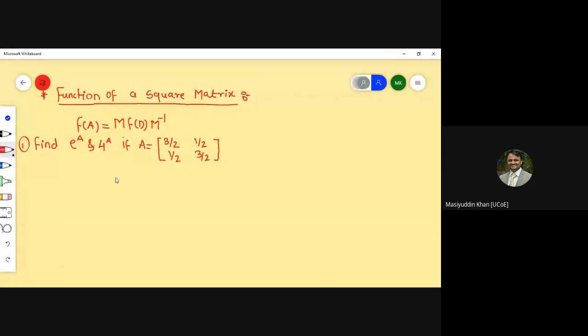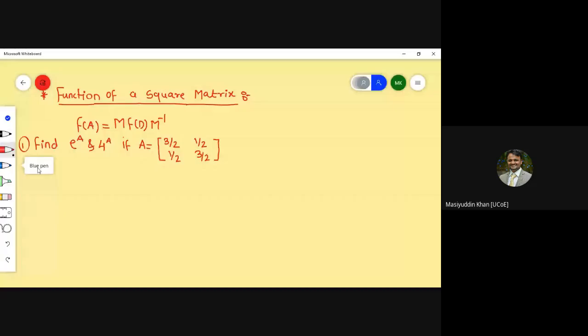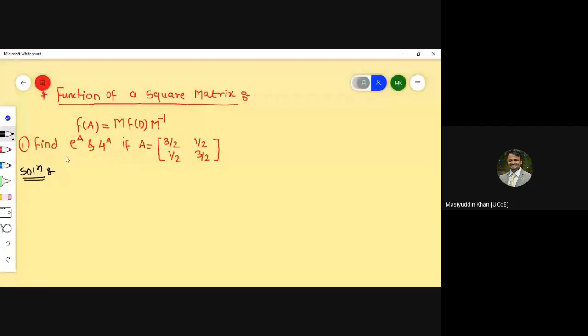Now see what we have to apply here. We have to calculate e raised to A and 4 raised to A if A is equal to the matrix 3 by 2, 1 by 2, 1 by 2, 3 by 2. Now we have to find the characteristic equation. The characteristic equation for a 2 cross 2 matrix is given.